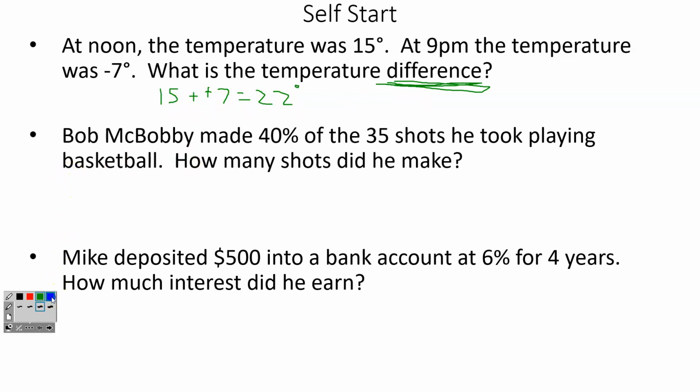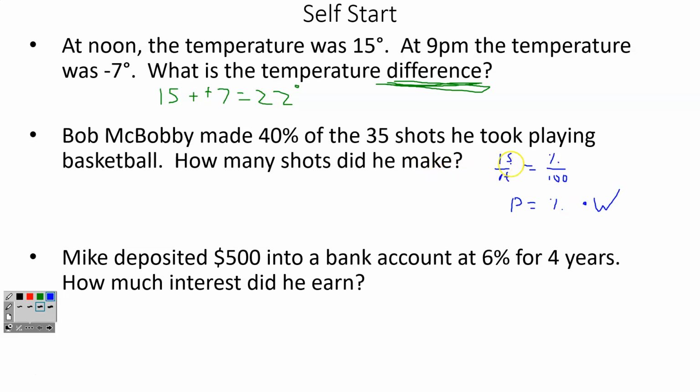Question number 2 says Bob McBobby made 40% of the 35 shots he took playing basketball. How many shots did he make? Well, for these types of problems, you can do one of two things. You can do is over of equals percent over 100. Or you can do part equals percent times the whole.